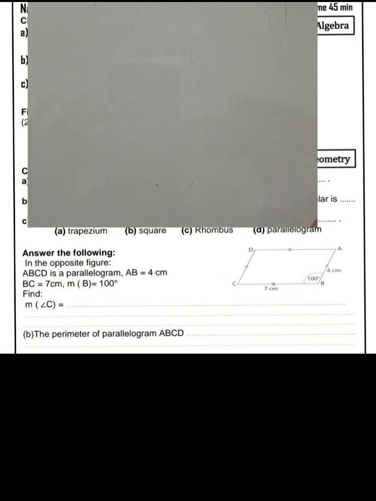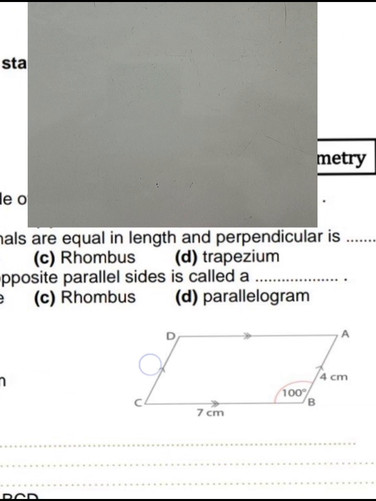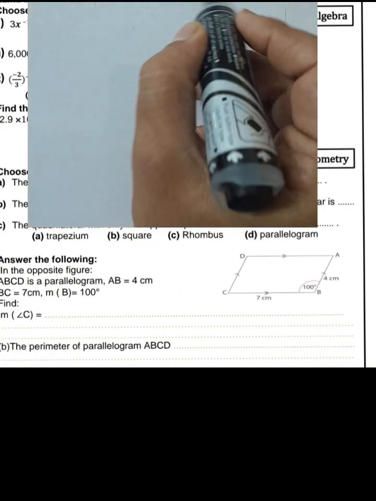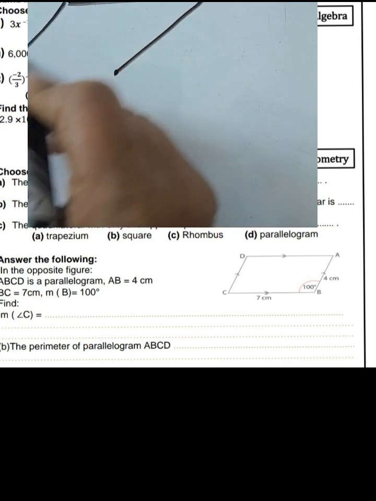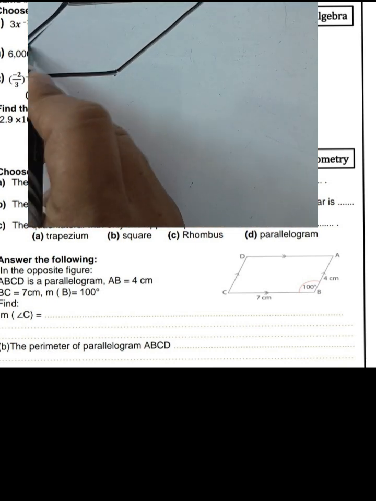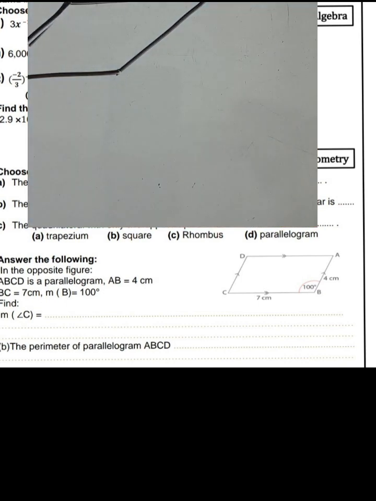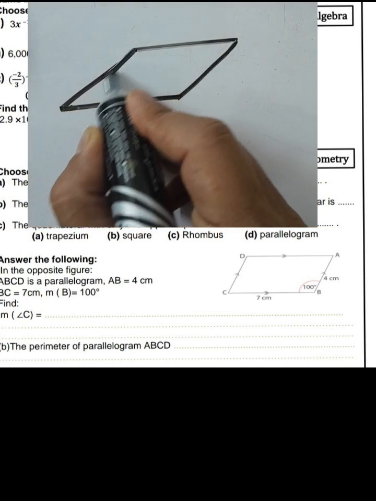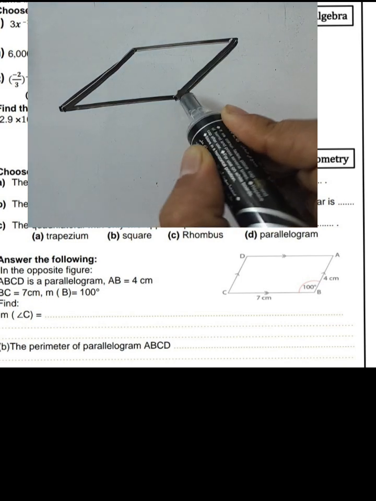Next question. Answer the following. We have here a parallelogram, and you want to find the measure of angle C and the perimeter of parallelogram ABCD. Okay. Look at here about this parallelogram. The properties of a parallelogram: each two opposite sides are equal in length and parallel. It's a parallelogram.